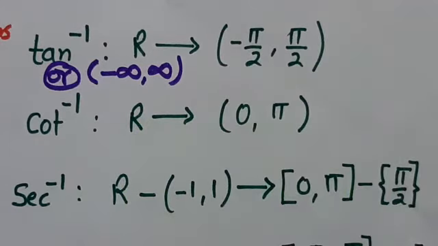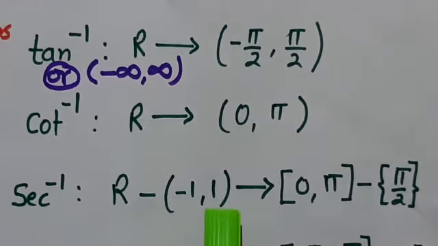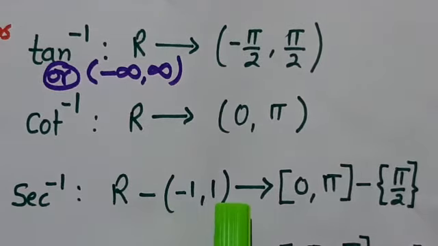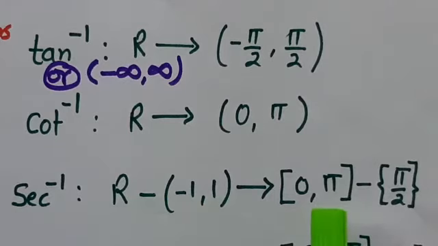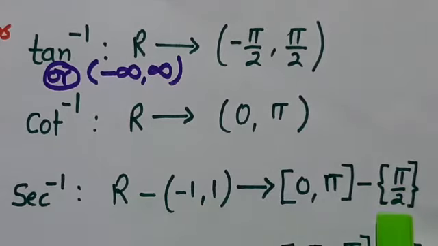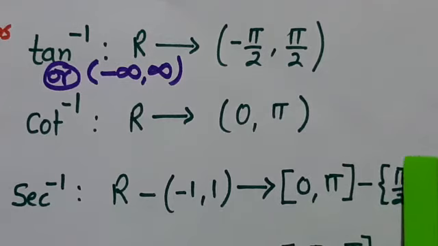In case of sec inverse x, see here, this is the domain, excluding -1 and 1 from the real numbers, and this is the range, the value of theta from 0 to pi, excluding pi by 2. For this value, it is infinite.